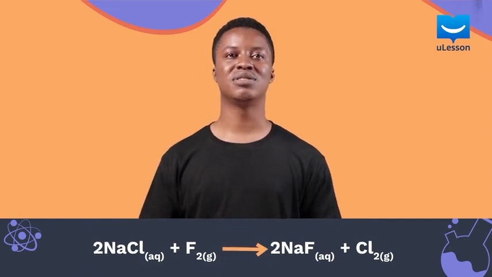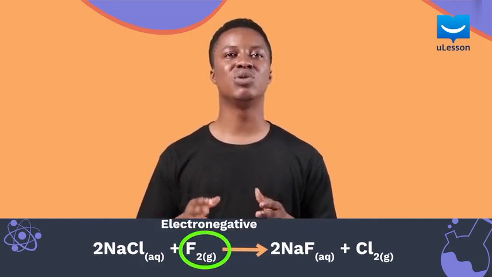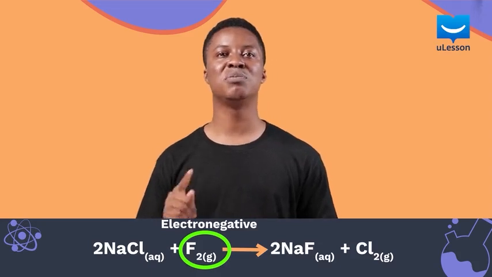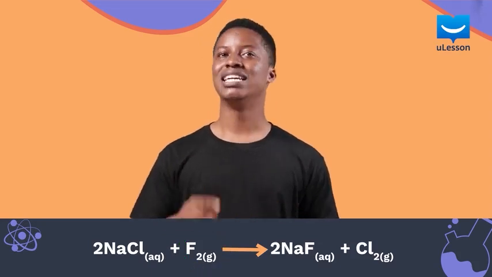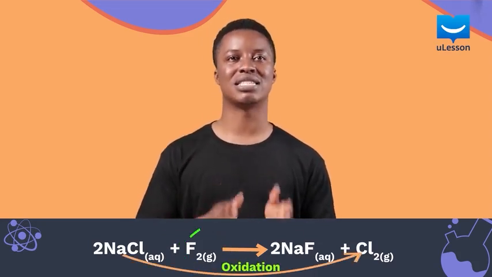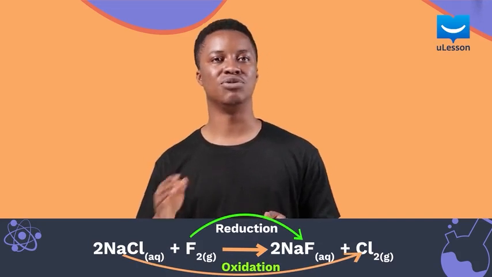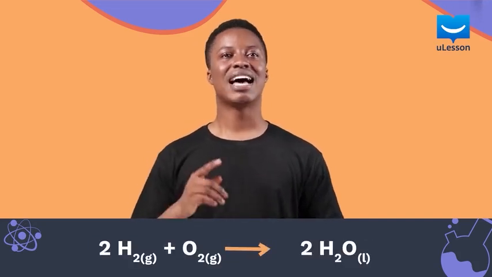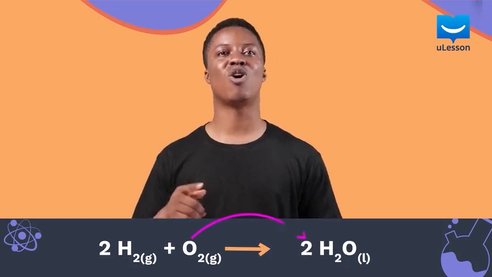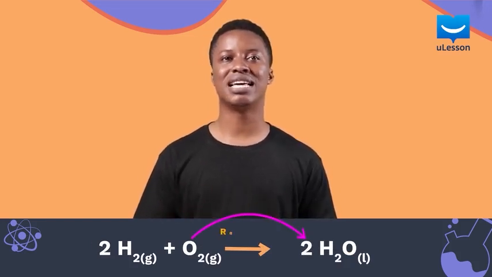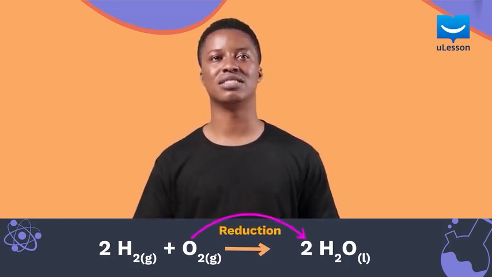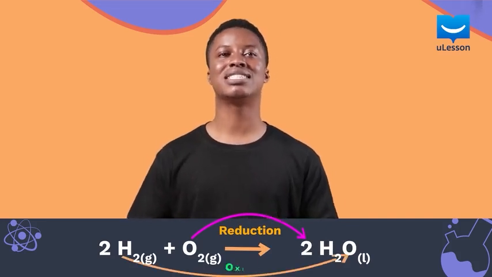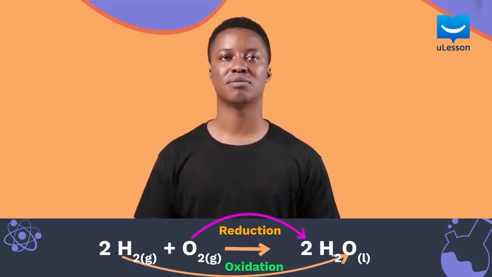From the first question, because an electronegative element, fluorine, is added to sodium chloride, it means that sodium chloride is oxidized while fluorine is reduced. For the second question, hydrogen is added to oxygen, and that represents a reduction of oxygen, while oxygen being added to hydrogen indicates an oxidation of hydrogen.